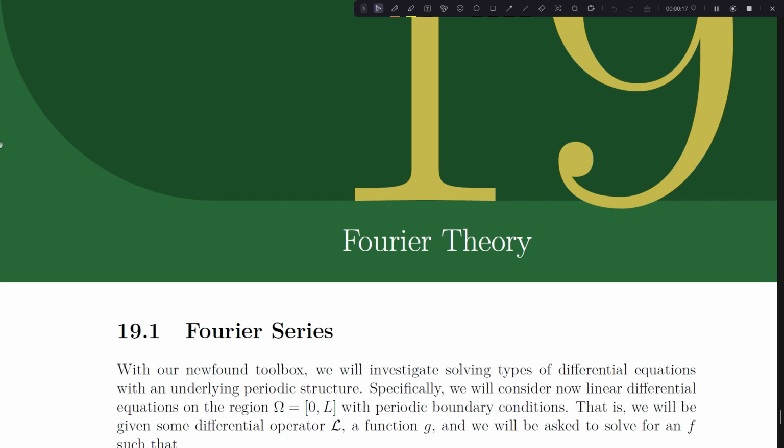So we're moving on to chapter 19. This is the final chapter in the book. We've got 6 sections that comprise our next 2 weeks.